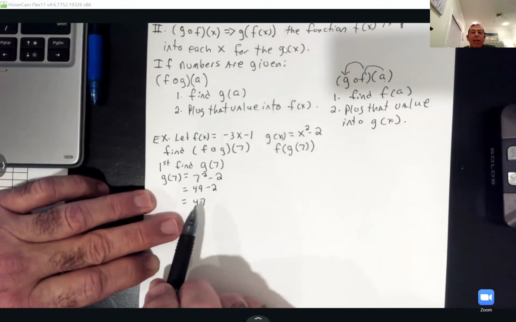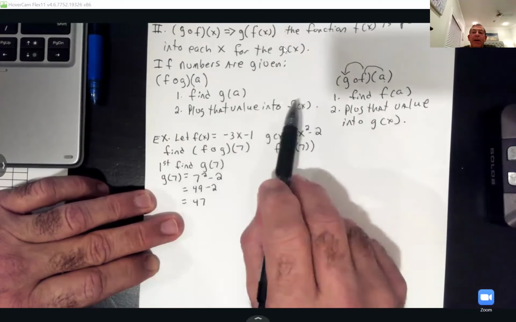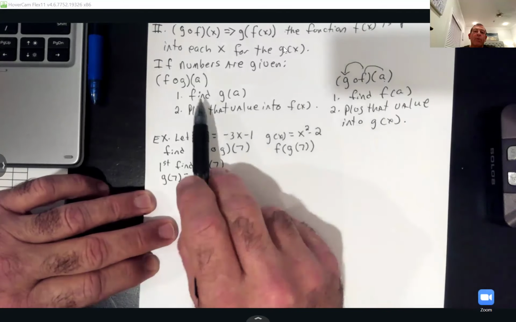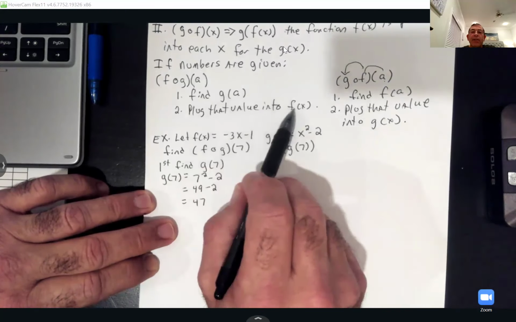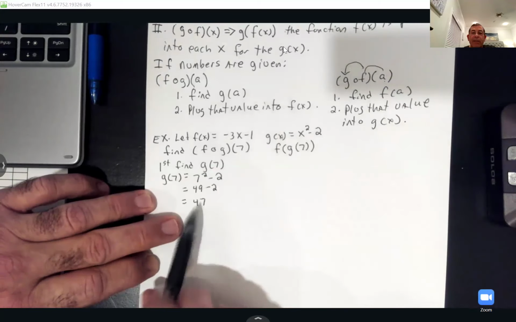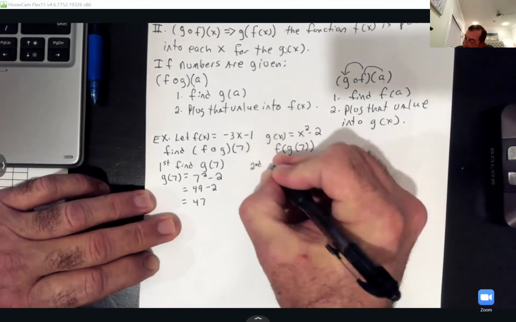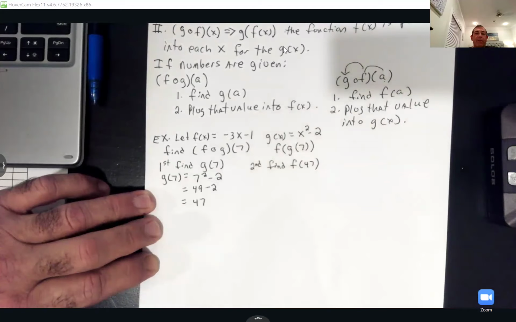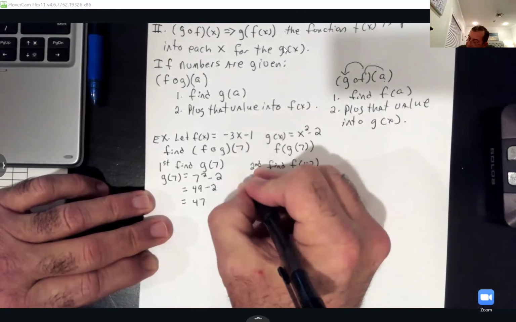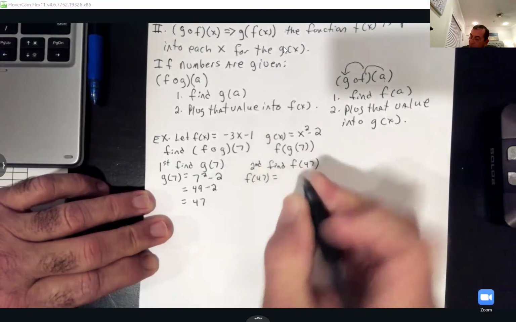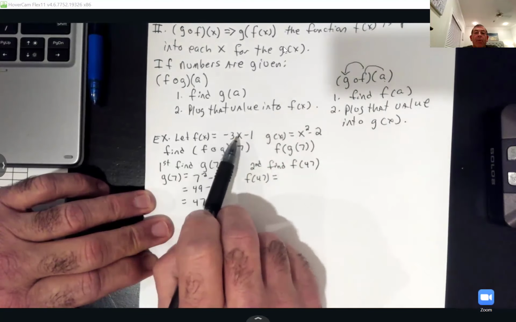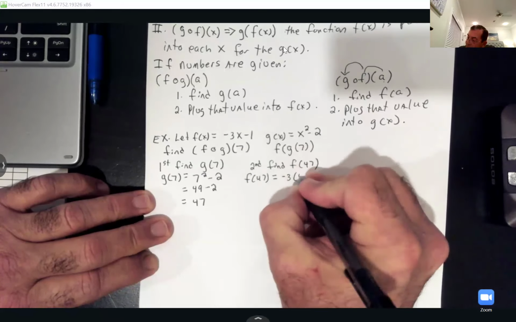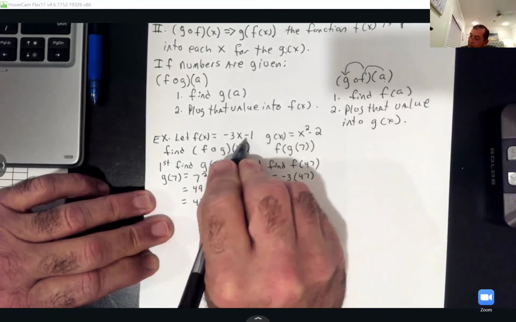So that means that we're now going to find our f of that 47. Because we're going to plug the value we got from g into f. Well, y'all, g gave me 47. So that means second, we're going to find f of that 47. So f of 47 will equal the f function, and we're going to put a 47 in for that x. So that'll give me negative 3 times 47 minus 1.